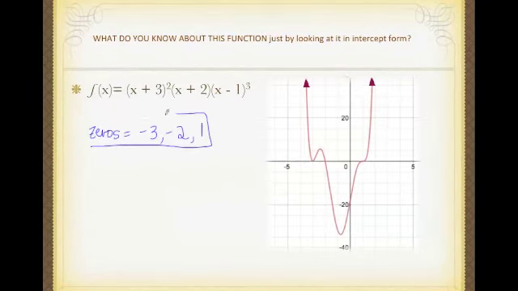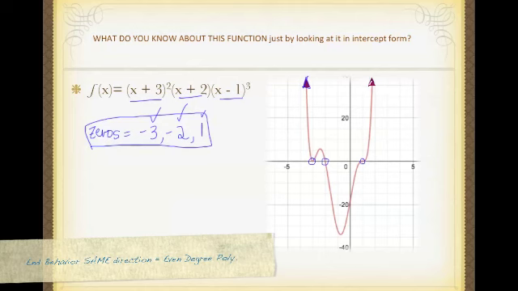I identified my zeros by setting each factor equal to 0, and you can see this is at -3. It crosses at -2, and at 1. I also know because it's going up, up, that it has even degree.